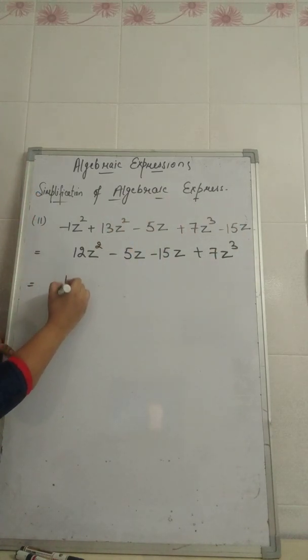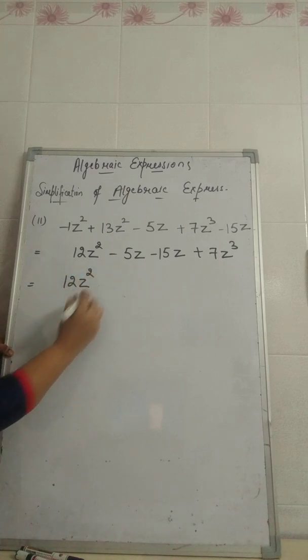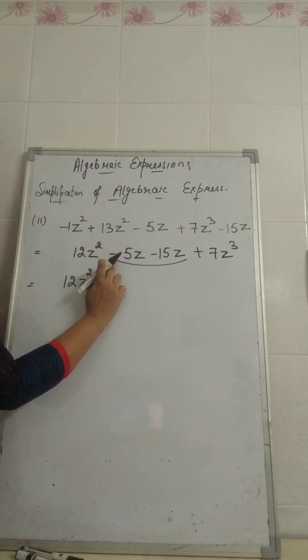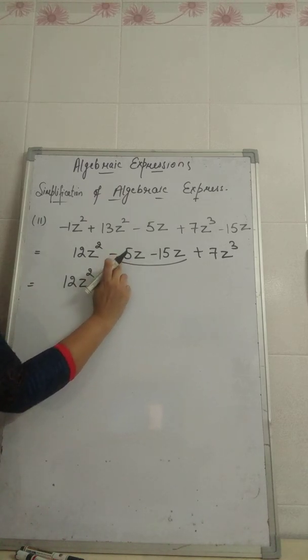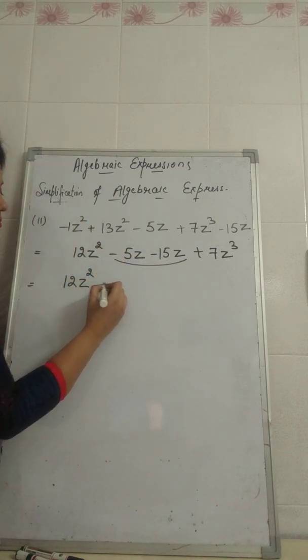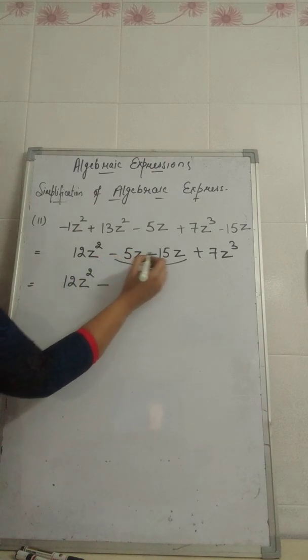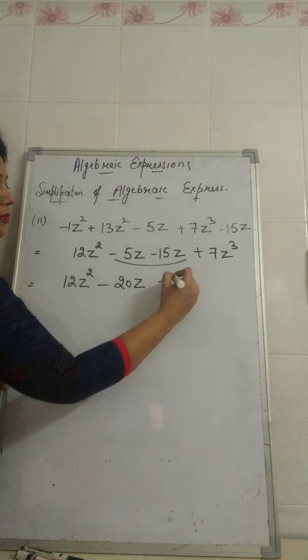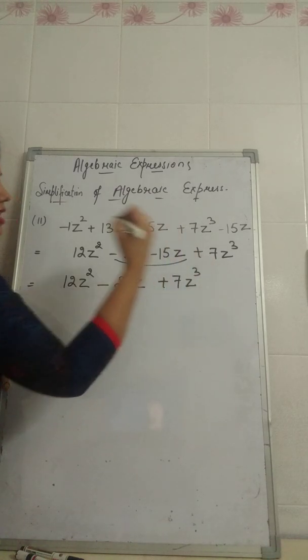Now, 12z square. Let us solve this. Both the terms are negative. Minus 5 minus 15. If both the numbers are negative, then we add, right? And the sign comes out minus. Minus 5 minus 15 is minus 20z, plus 7z cube.